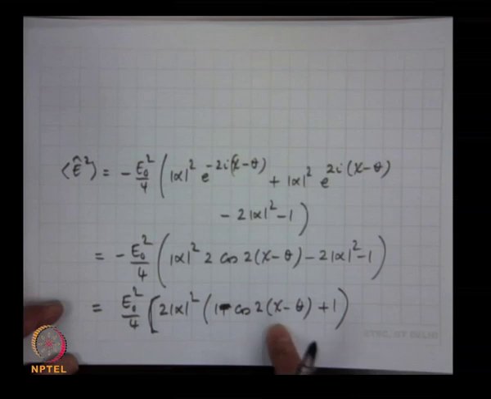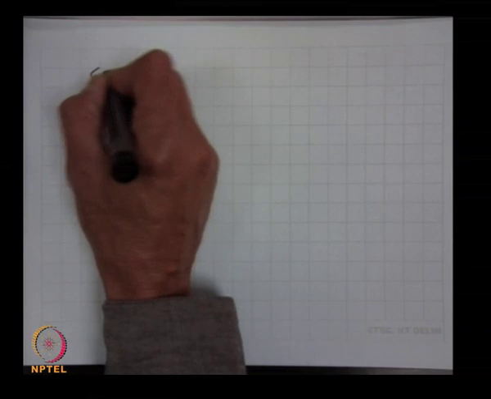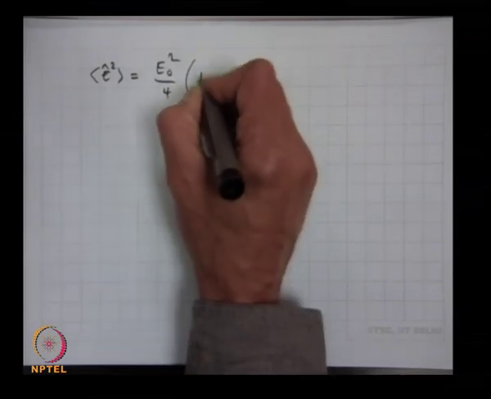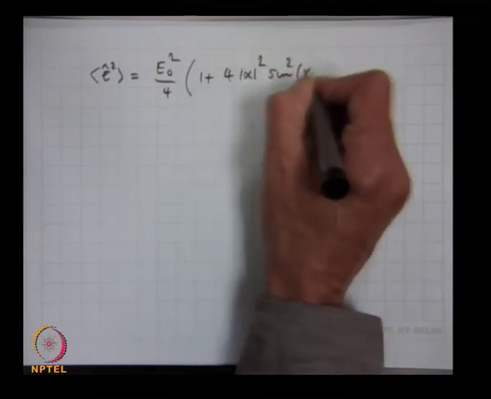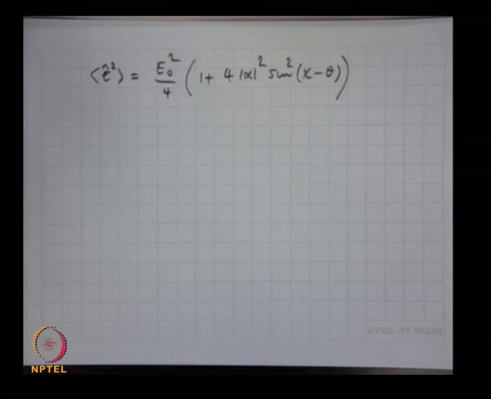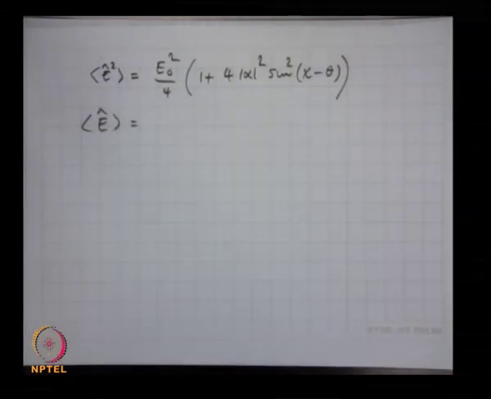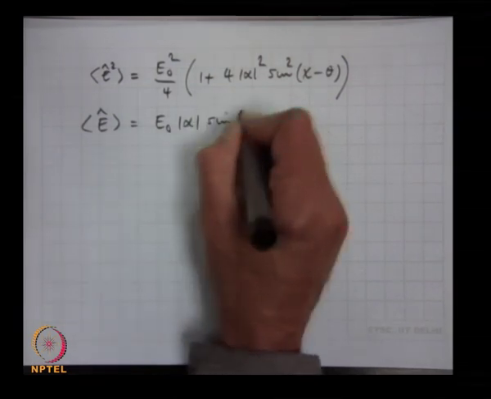So what is this value? Cos 2 theta is 1 minus 2 sine square theta. So I can replace this and I get expectation value of E square is equal to E naught square by 4 into 1 plus 4 mod alpha square sine square chi minus theta. Okay, and remember that expectation value of E we had obtained earlier was equal to E naught mod alpha sine chi minus theta.